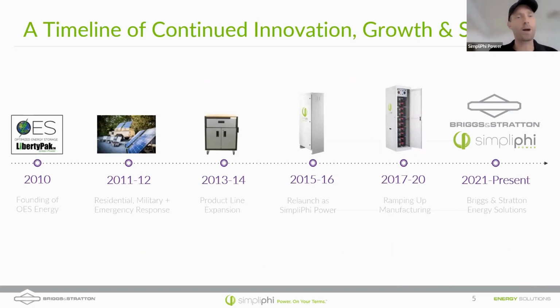This is kind of the timeline. We started as Optimized Energy Storage and released our Liberty Pack batteries. These are mobile batteries that are good for film and broadcast or lots of different types of applications, such as contractor use. We released that back in 2010, hitting the film and broadcast industries, and then expanded into the military and residential use. We have a mobile product lineup, and then we relaunched as Simplified Power in 2015. In 2021, we were acquired by Briggs & Stratton.